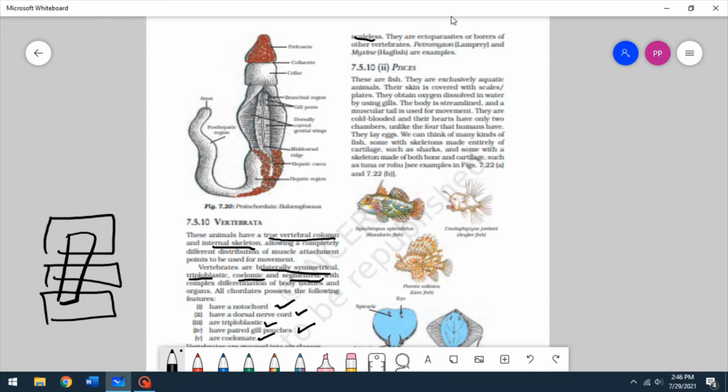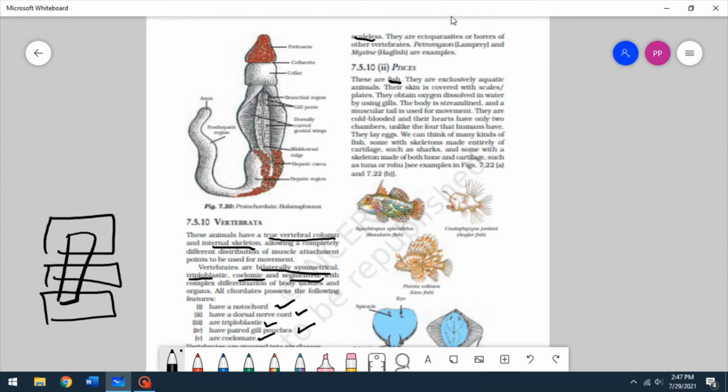Then we have Pisces. They are the fish. That's the second class. They are exclusively aquatic animals. They cannot live on land. When you take a fish out of water, it will struggle for breath, and it will die eventually. They cannot survive outside of water, so they're exclusively aquatic animals.